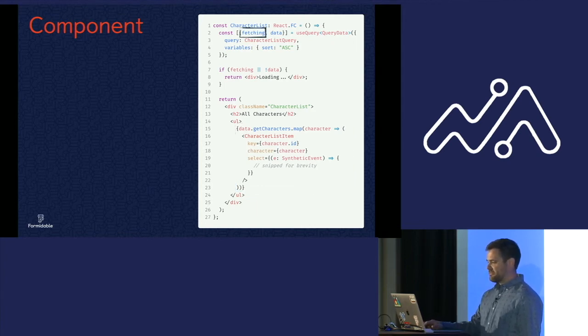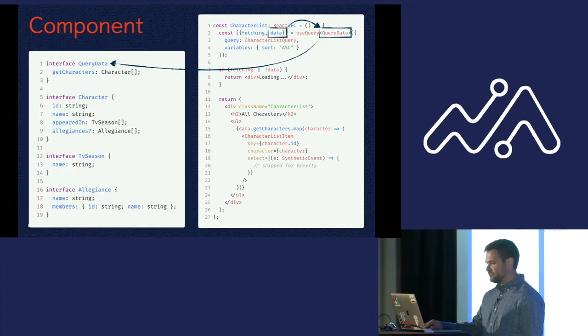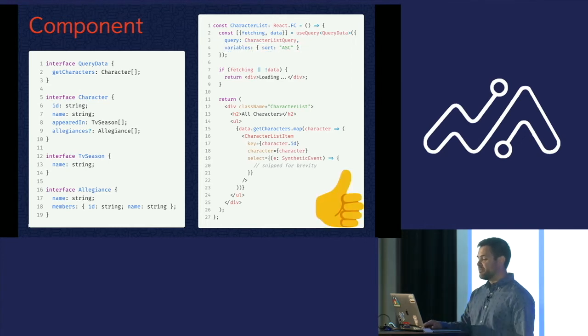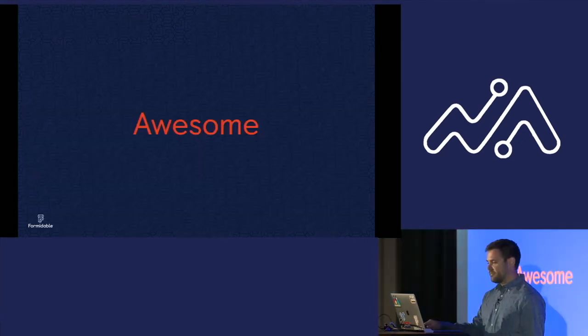Now let's check out the type definitions. Fetching is already typed by Urkel as a Boolean. However, data is not. We need to define a TypeScript interface which matches the query that we wrote in the previous slide, and then pass it as a generic to the useQuery hook. And the query variables, unfortunately, there's not much type safety here. But we have a mostly type-safe component, which is pretty great.